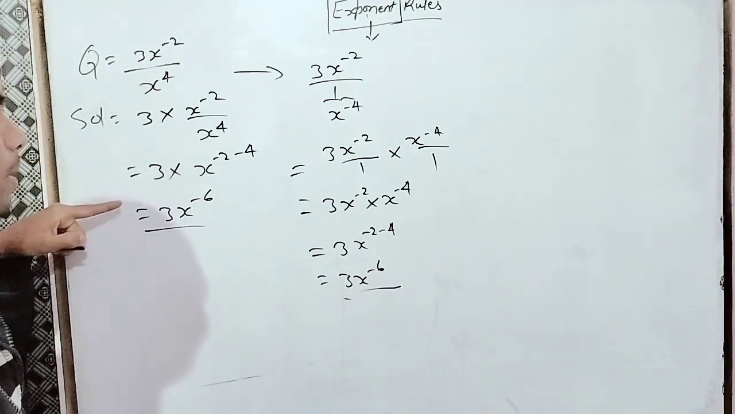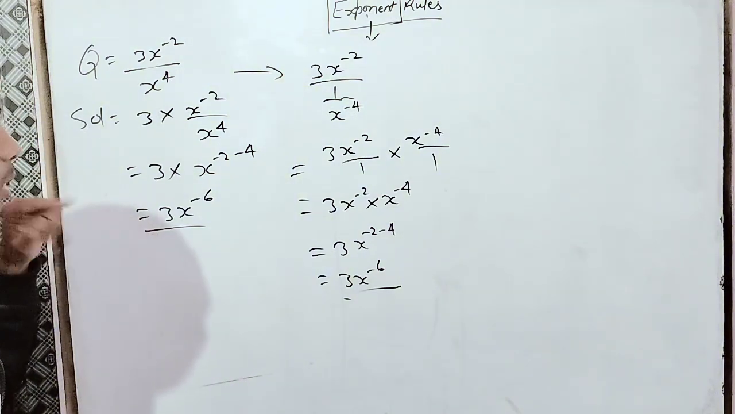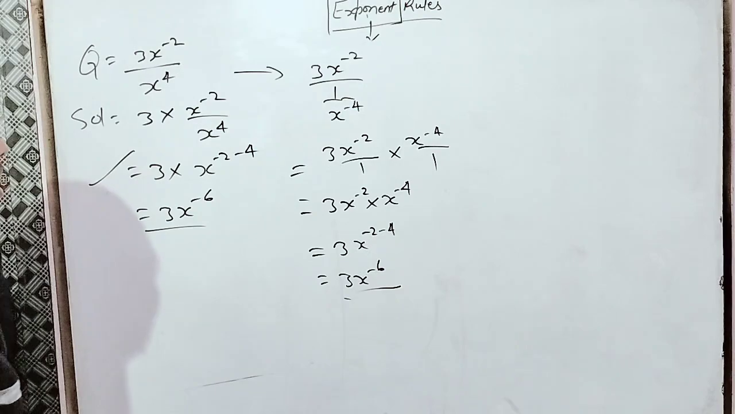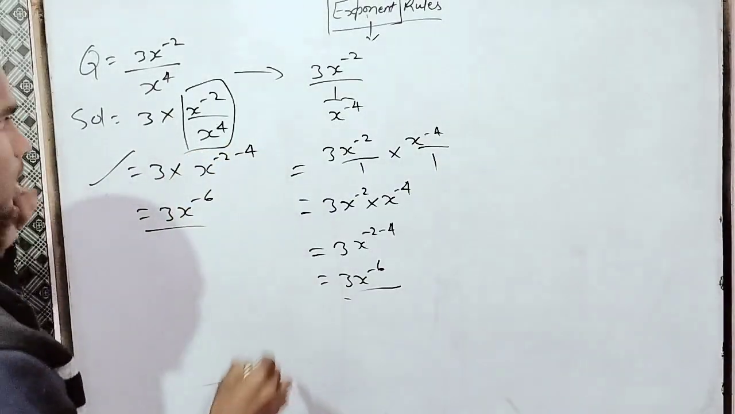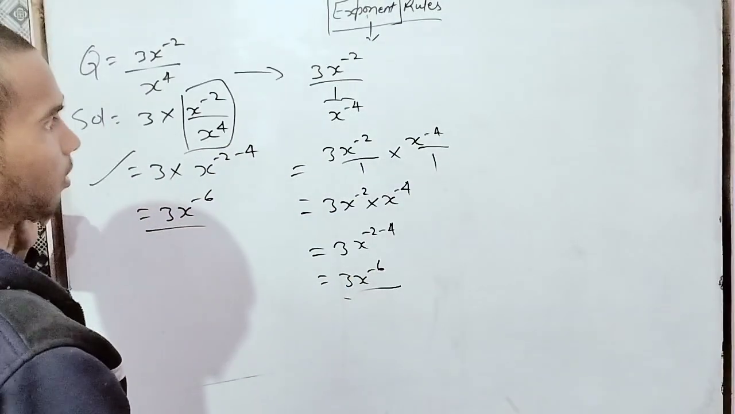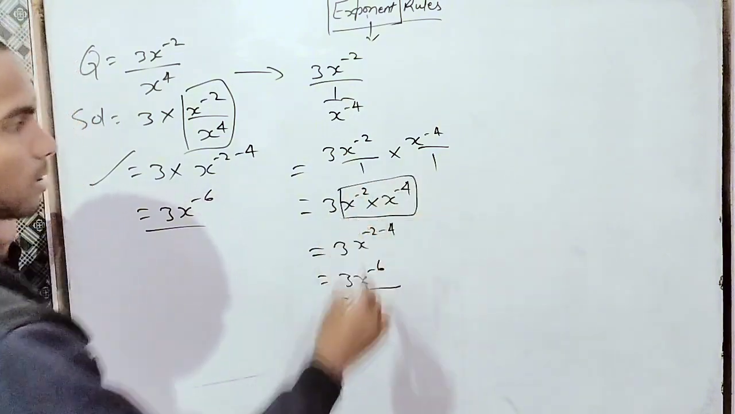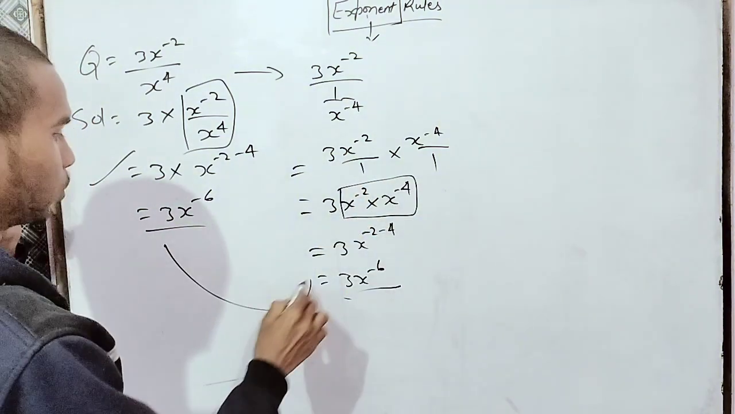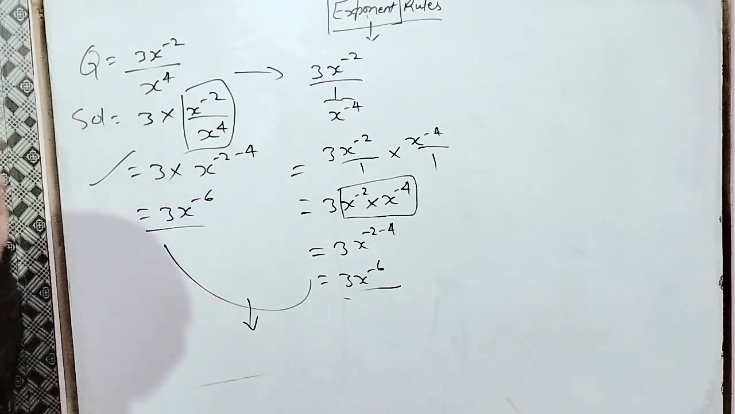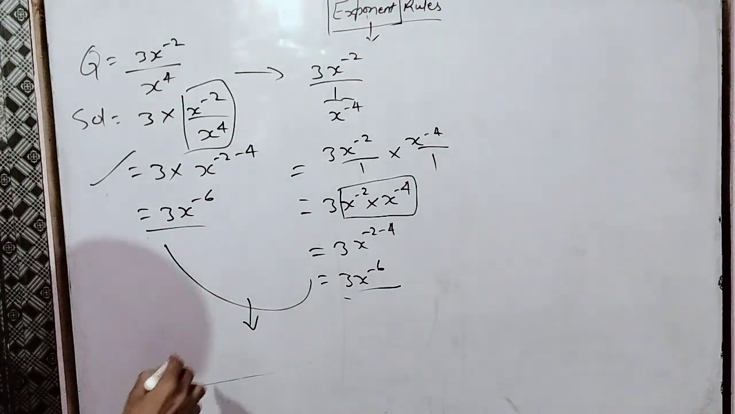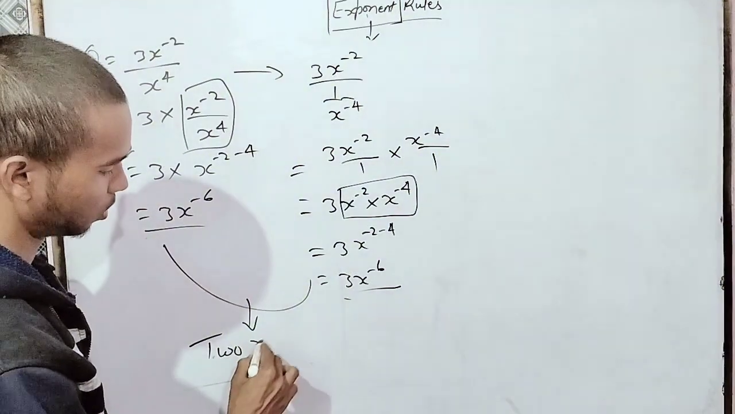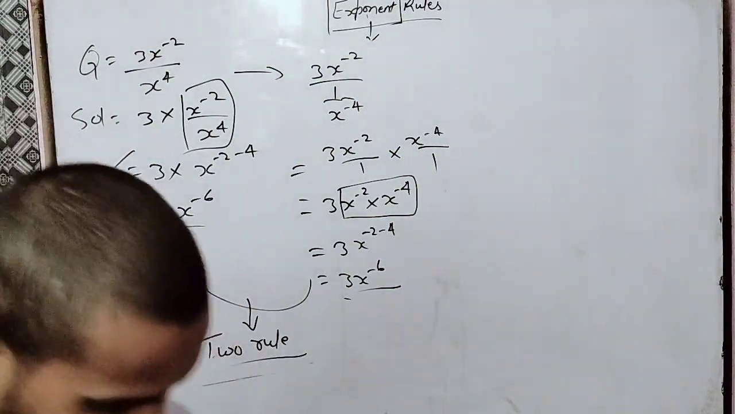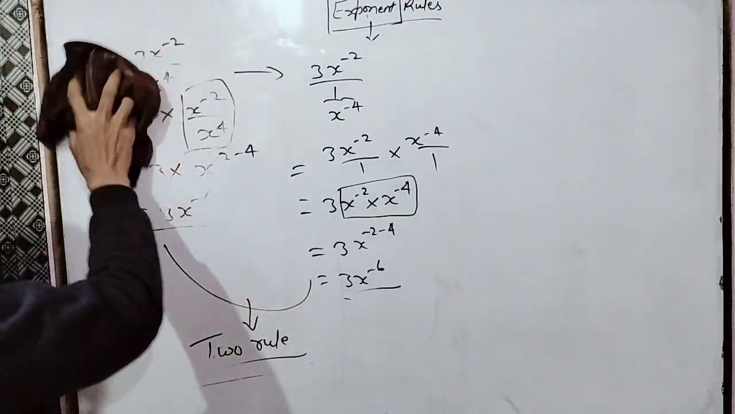The answer of this is the same. We applied the quotient rule, so the answer would be this. Here we applied the quotient rule because we saw this, and here we applied the product rule because we saw this. Clear? So here we applied two rules in one question. Next question I would like to take.